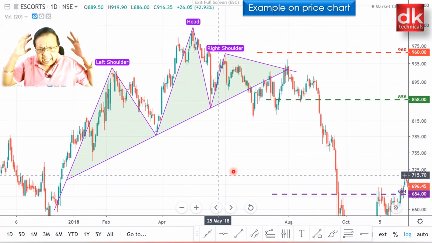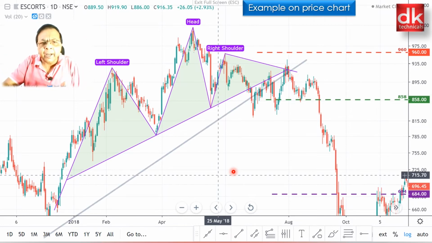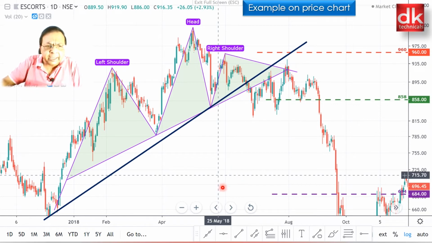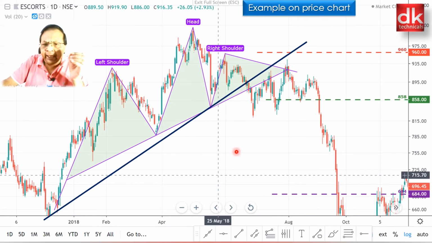However, this is the larger picture I am trying to explain to you. Now I am drawing a trend line. Can you see the trend line? Price has taken support here, taken support here, taken support here, and the price broke down here. So this trend line, established for a long time, was broken down, indicating that the trend is broken.